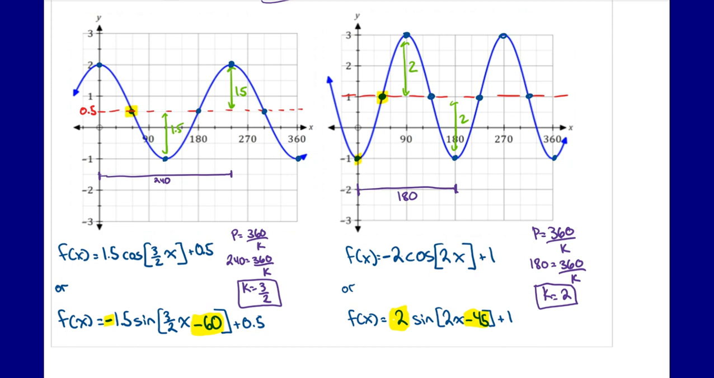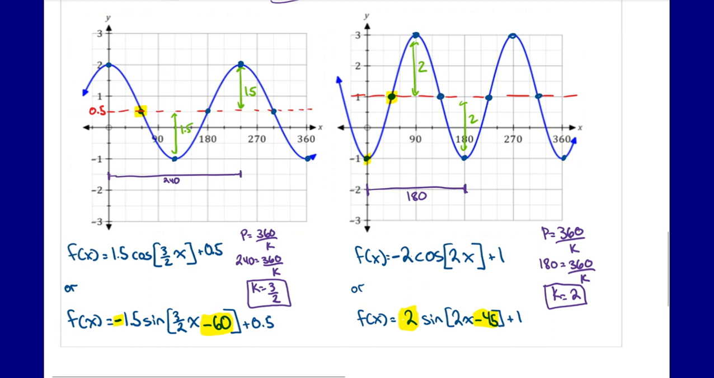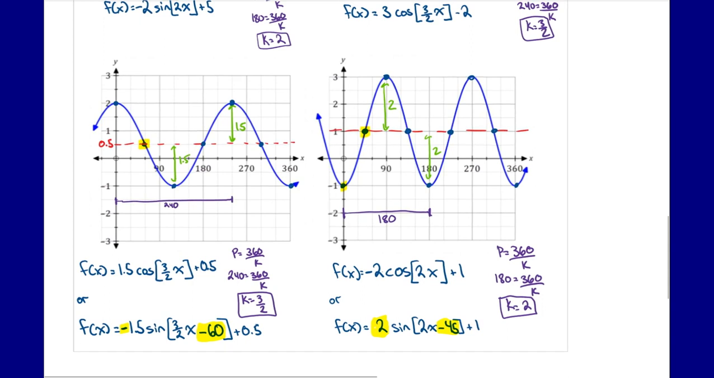Right, so these functions for both of them will give us the same graph, just in a different function. Right, one's sine, one's cosine, but it should give us the same thing. So that is it for this lesson. Again, it's taking what we learned in the previous lesson and using that to find the information so that we can work backwards to come up with an equation.